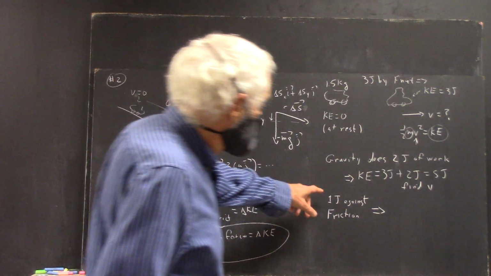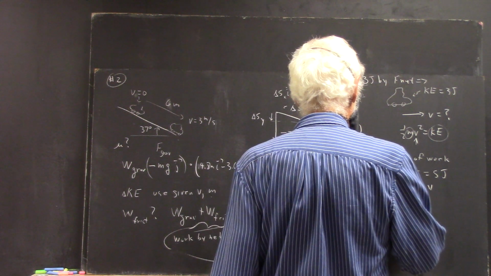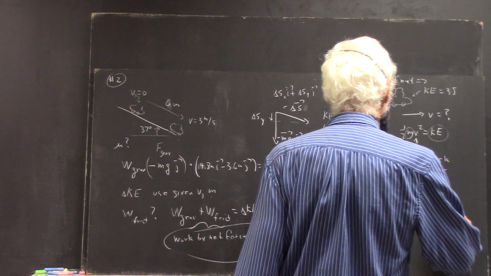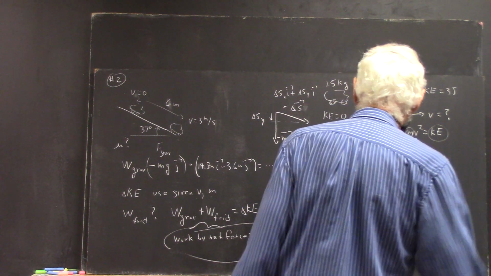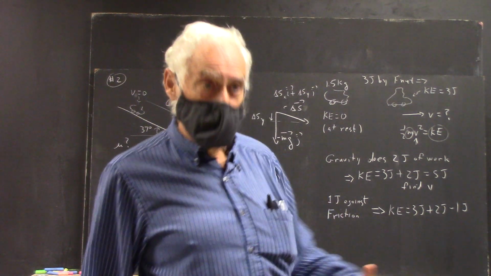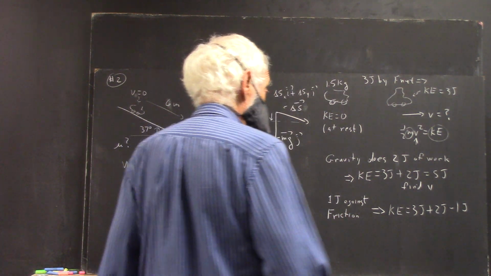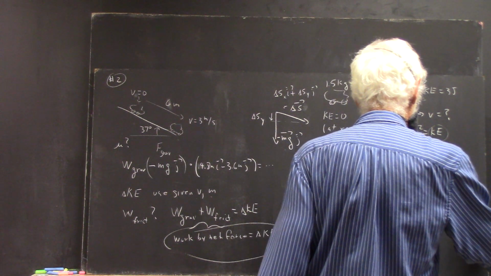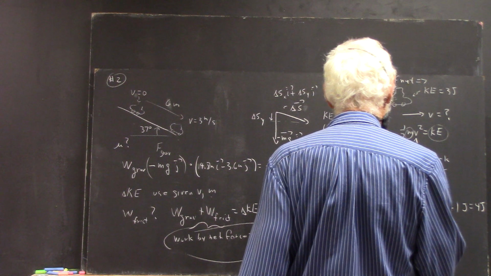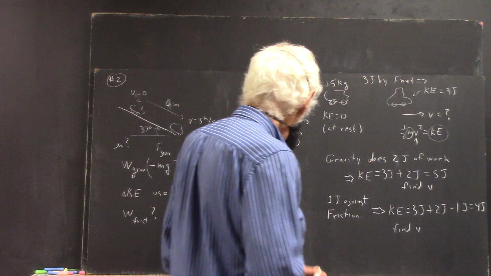Now, if there's an additional 1 joule against friction, that implies the kinetic energy is 3 joules plus 2 joules minus 1 joule, because if you're doing positive work against friction, friction's doing negative work on you. And now you can easily find V. Same way. Okay?